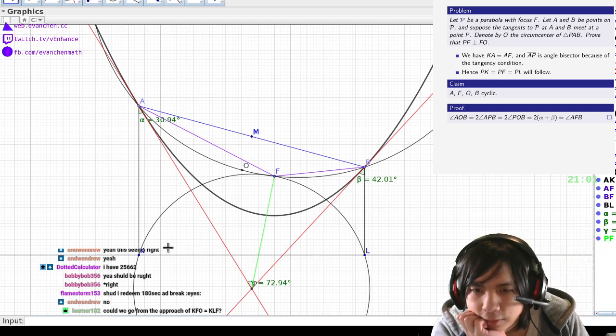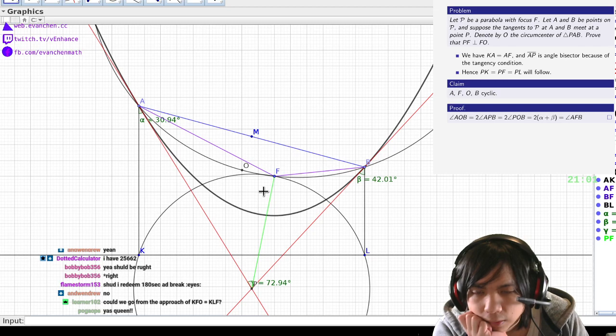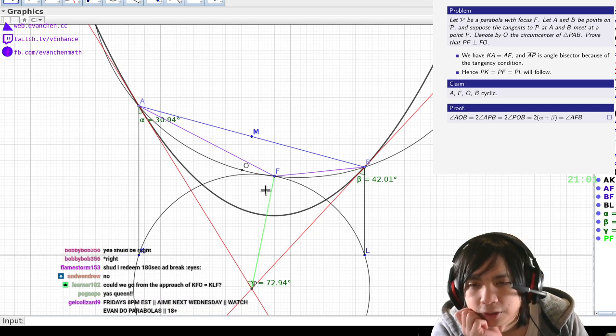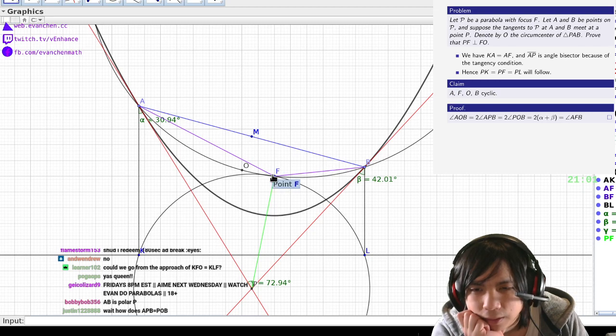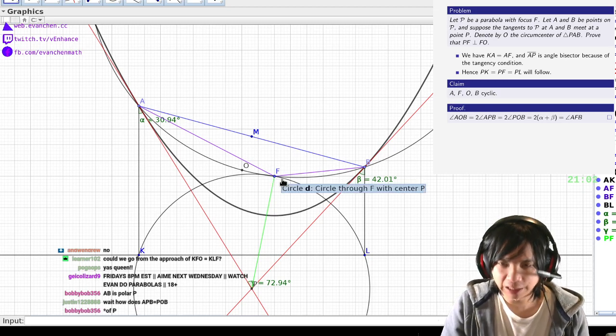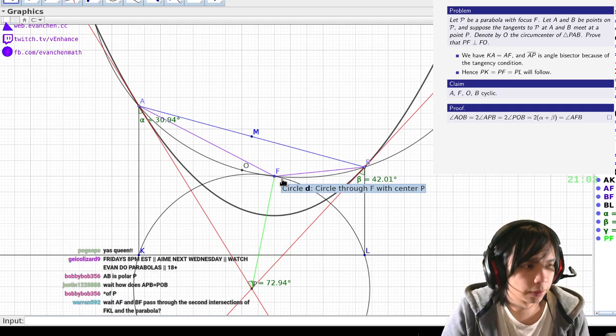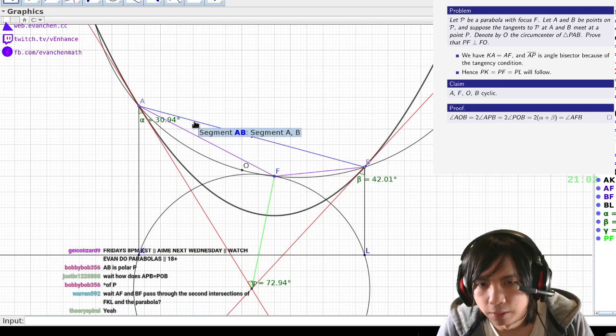KLO equals KLF. Oh, I see. You want O to be a tangency point. Maybe. But here's the thing. I should know this fact. Hang on. When you have an ellipse, you have a pair of isogonal angles, right? AF and BF pass through the second focus on a hyperbola.